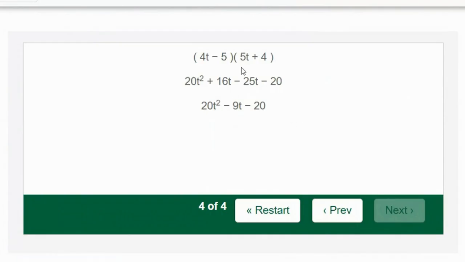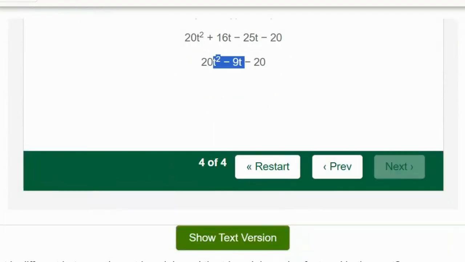4t minus 5, 5t plus 4. 4t times 5t, 20t squared. 4t times 4, 16t. Negative 5 times 5t, negative 25t. And then negative 5 times 4, negative 20. So again, the middle terms combine. Positive 16 and a negative 25 gives us a negative 9t.